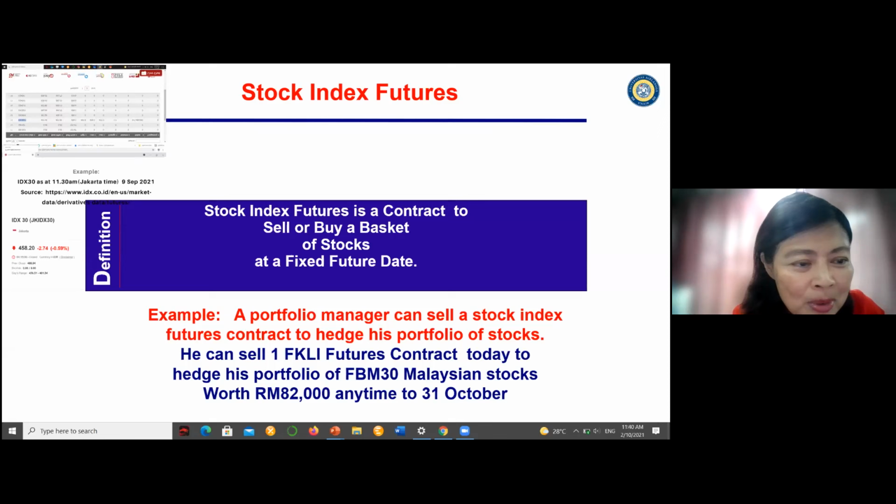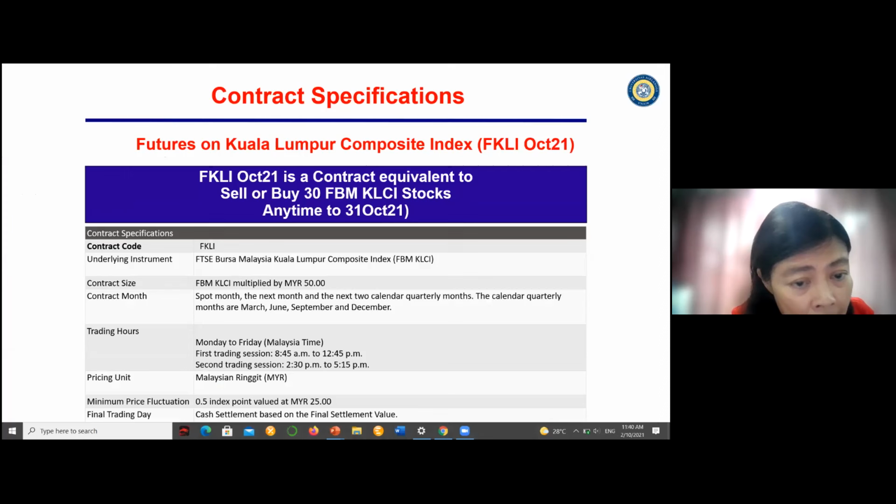Now for me, I've got a portfolio of Malaysian stock, very little, only 80,000 to 82,000, my personal portfolio, and I want to hedge the position. What do I do? I think the Malaysian market is going to fall tomorrow, so I will just sell one FKLI futures contract today. Instead of selling all my stocks in the basket, I sell one FKLI contract. My contract spec is 50 ringgit. The last day of trading is at the end of the month, and I usually trade the spot month, the current month, because it's the most active, so it's the easiest to go in or come out.